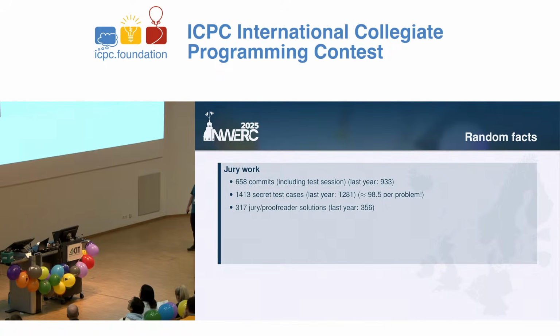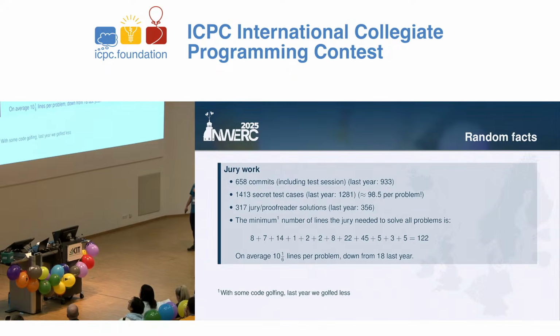We had quite a few submissions as well, though not quite as many as last year, and this one is always fun, so Marta spent some time during the contest today to get some of these numbers down. So the code golfing number for this contest is 122 lines to solve the entire set, which averages out to just over 10 per problem.